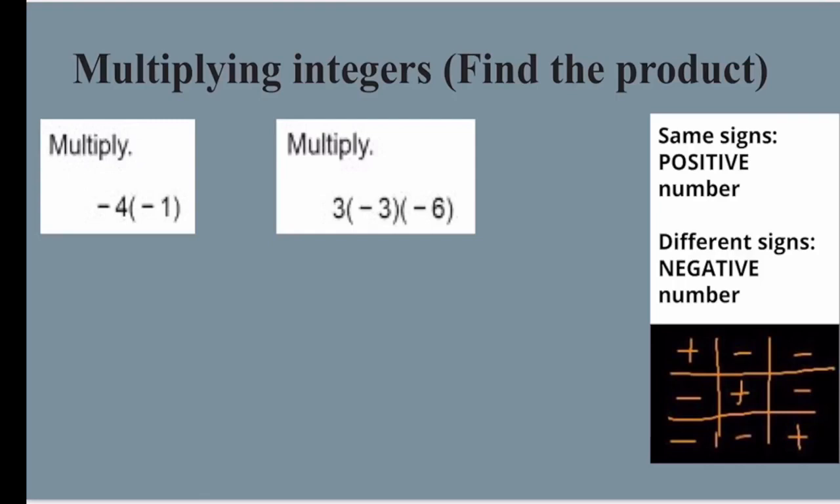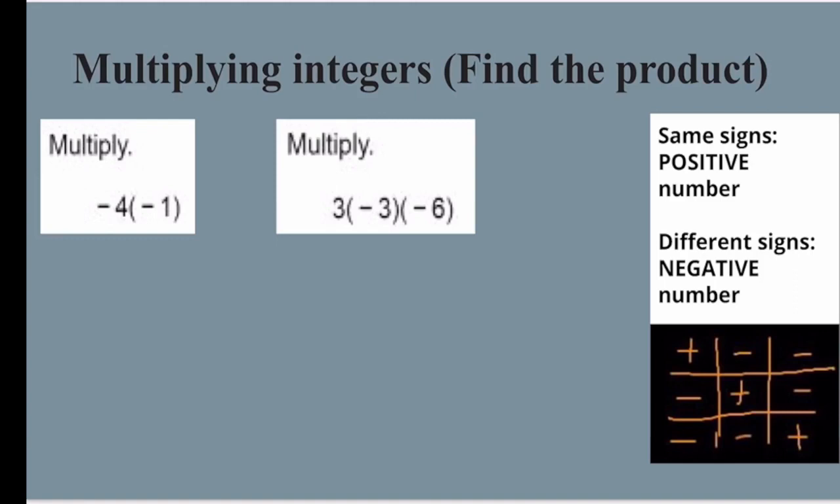Multiplying integers. Another way of asking this is being asked to find the product. The rules for multiplying integers: if you have the same signs, you're going to get a positive number, and if you have different signs, you're going to get a negative number. These rules work for multiplying two numbers, so you have to do two at a time.